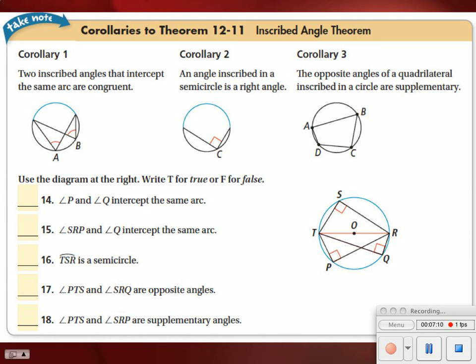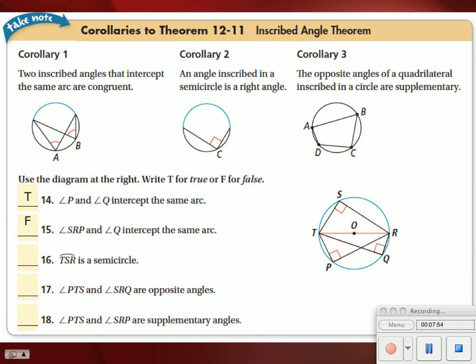So for 14 through 18, we're going to write true or false using the diagram at the right. Angle P and angle Q intercept the same arc. That's true. They're both 90-degree angles. Angle SRP and angle Q intercept the same arcs. That is false. They do not intercept the same arcs. Arc TSR is a semicircle. That's true. We can tell that O is the center of the circle, and TOR is the diameter of the circle.